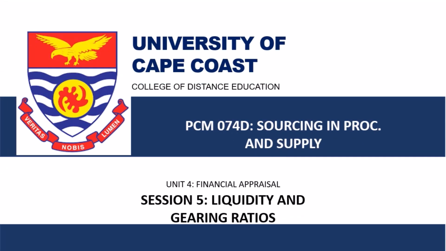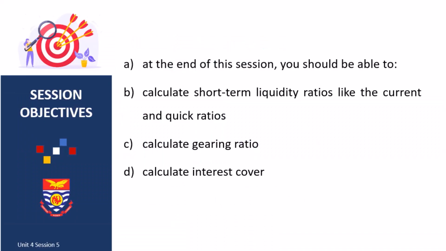Welcome to Unit 4 of Sourcing in Procurement and Supply. The fifth section, Liquidity and Gearing Ratios. In the event of paying your liabilities, it is prudent to assess how quickly you can convert your assets to cash easily. In this section, we are going to look at liquidity and gearing ratios to help us make constructive decisions. At the end of this section, we should be able to calculate short-term liquidity ratios like the current and quick ratios, calculate gearing ratios, and calculate interest cover.